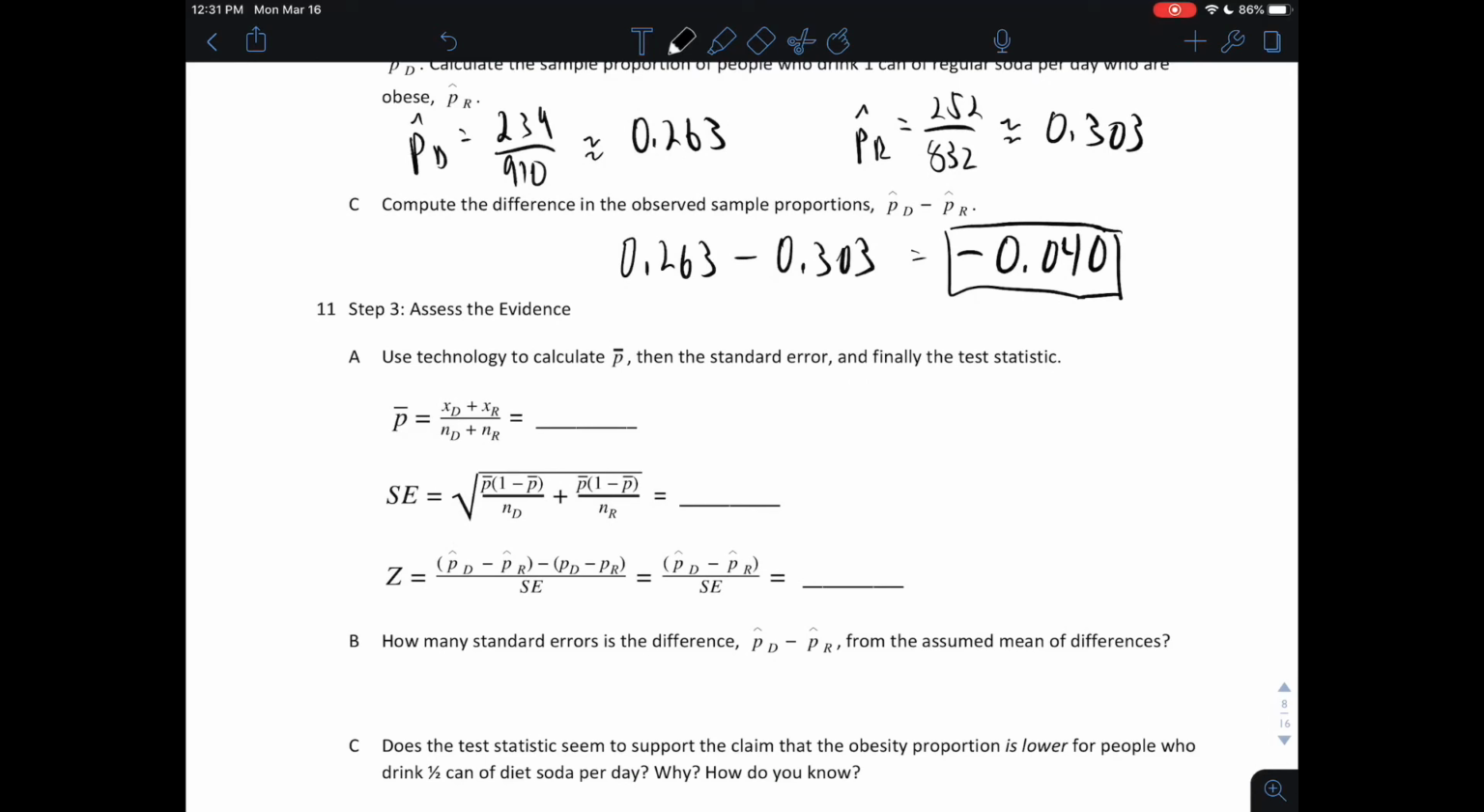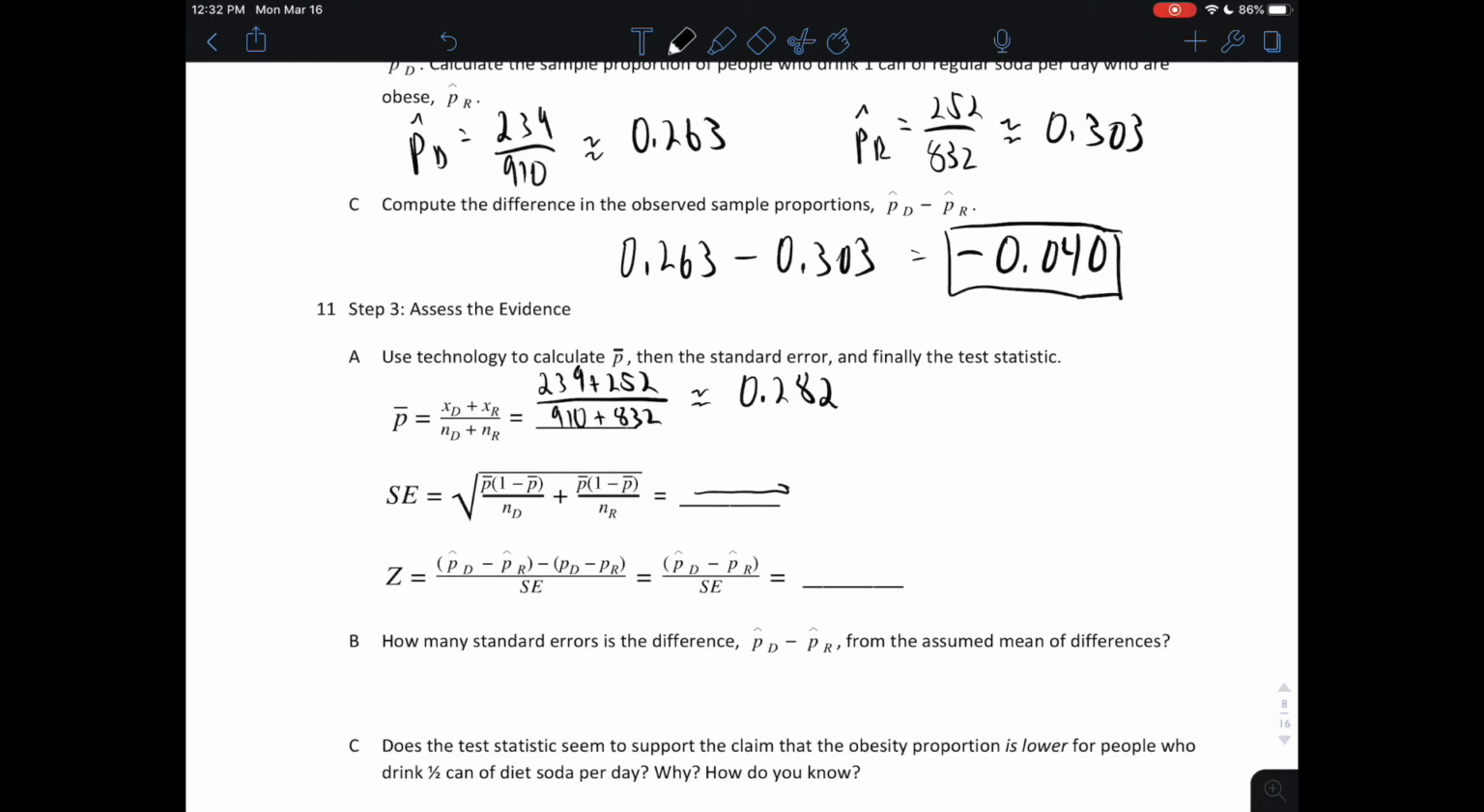Step 3, assess the evidence. Part A, use technology to calculate P bar, and then the standard error, and then finally the test statistic. So P bar, again, this is where we add the successes and then divide by the total of the sample sizes. So this will be 239 plus 252 in the numerator divided by 910 plus 832, and that will end up being approximately 0.282. And then the standard error, notice they abbreviate that as just capital SE.